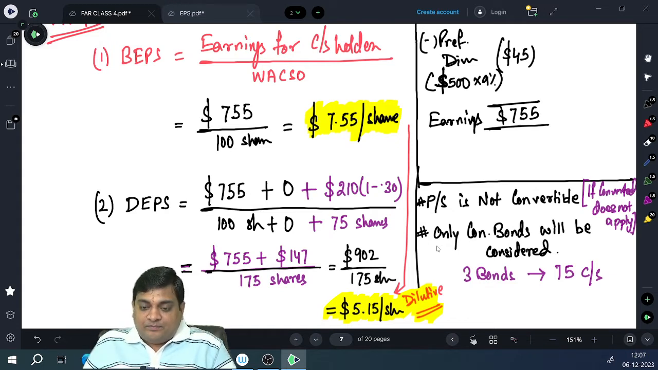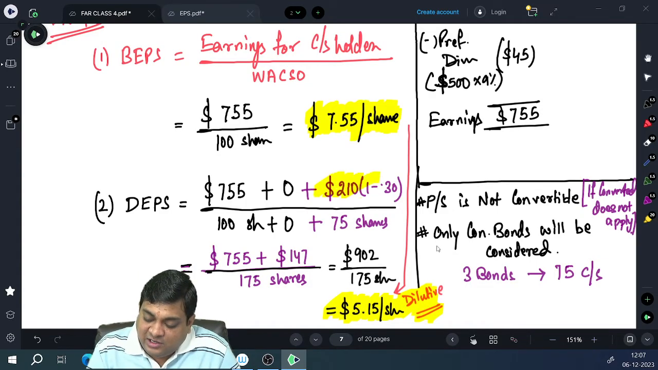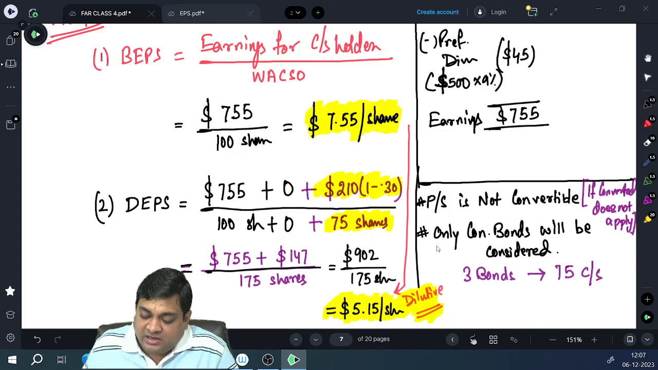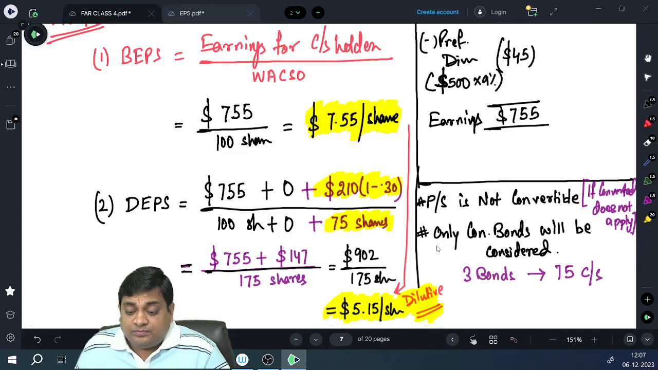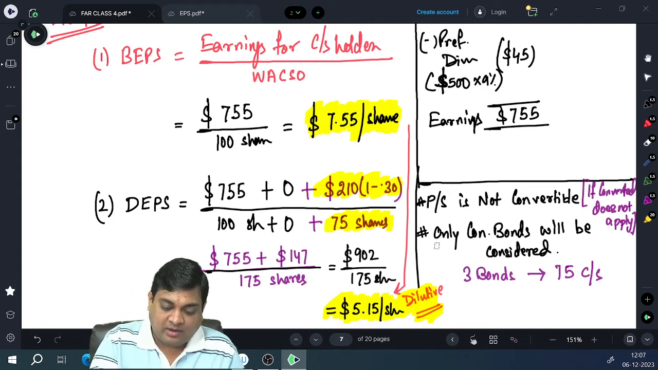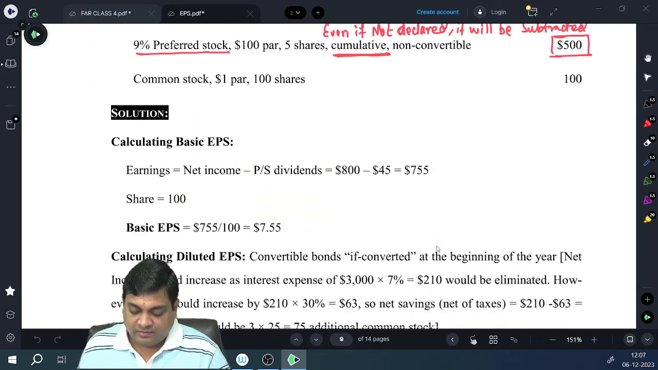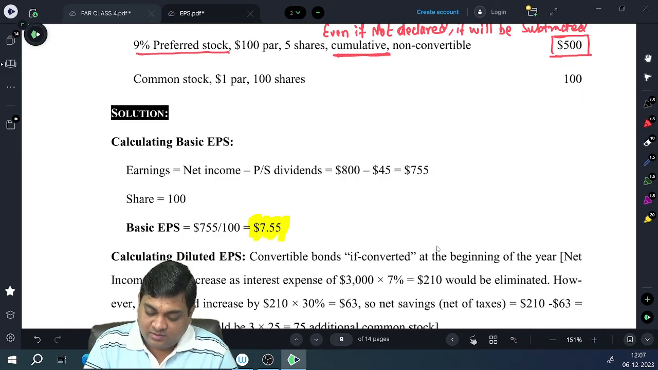Okay. So if it is anti-dilutive, you are not going to consider it. Only if it is dilutive, then only in that case you are going to consider. So this is the increase in numerator and this is the increase in denominator. But the rate of increase in numerator is lower than the rate of increase in denominator. Then only it is dilutive, right? Okay. So this is 7.55.